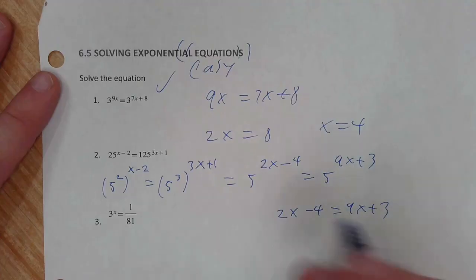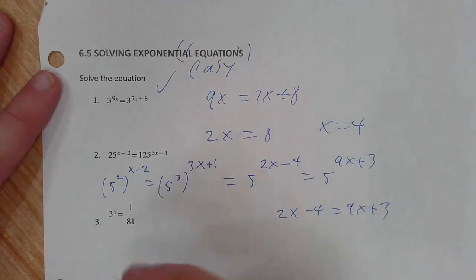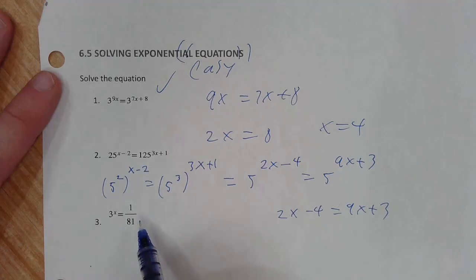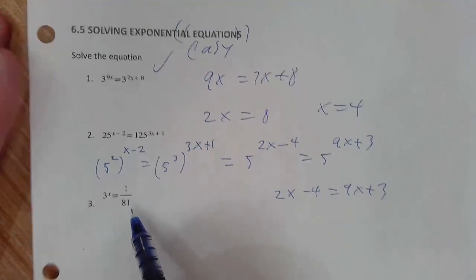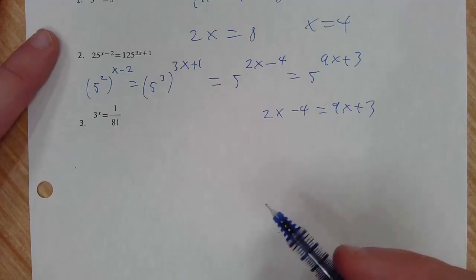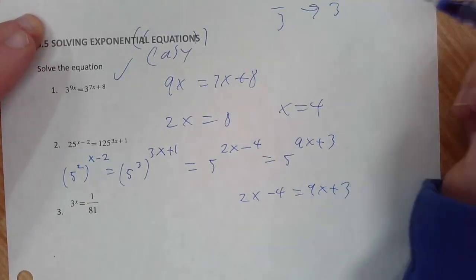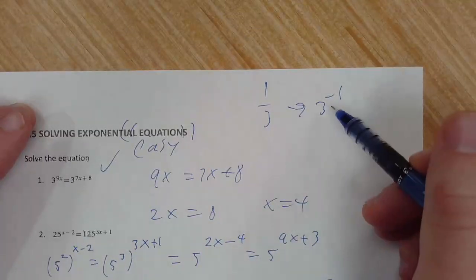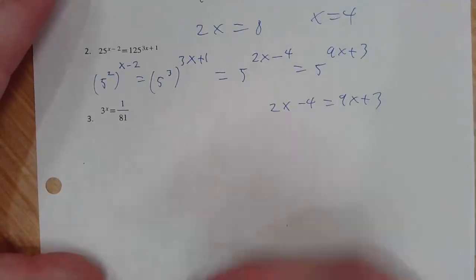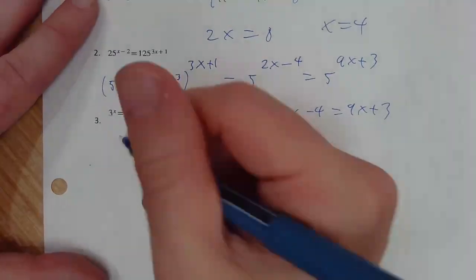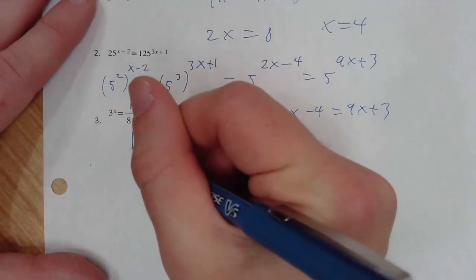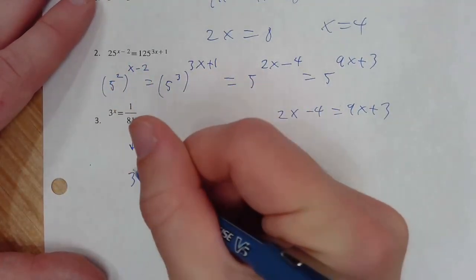Let's wrap this up, guys. So this one's kind of weird. My rule is whenever you see a fraction, that's a hint to write a negative exponent. For example, 1/3 is 3 to the negative 1. So when you see a fraction, it's a hint that you're going to write some sort of negative exponent. 1/81, you probably don't know this, but that's actually 3 to the negative 4.